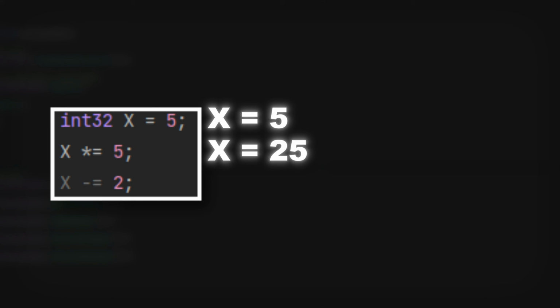Let's see an example. Here we would write in the first line x equals 5 because we initialize it with 5. Then in the second line we would write x equals 25 because 5 times 5 equals 25. And in the third line we would write x equals 23 because 25 minus 2 equals 23.